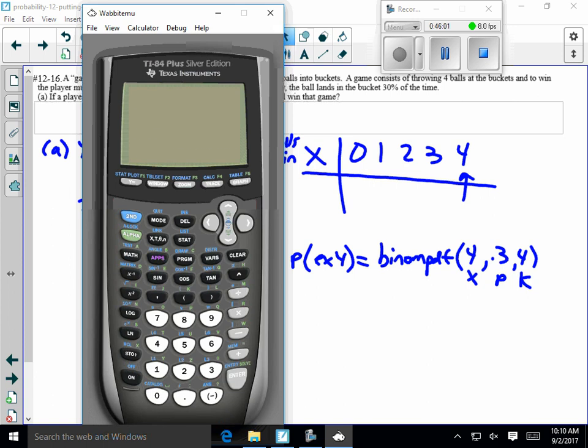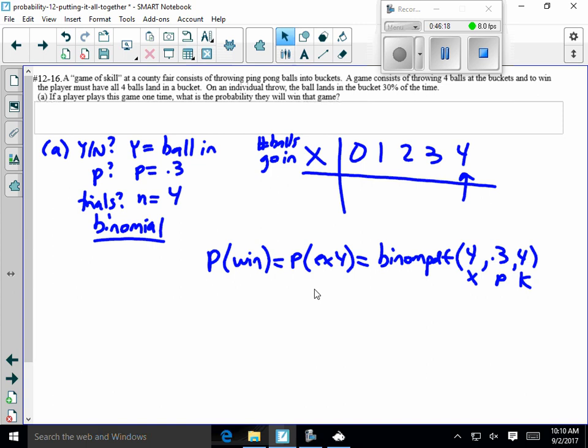If you go to 2nd vars, it's not as far down. Binomial PDF, because it's a single case. The number of trials is 4, the probability of the ball going in the bucket is 30%, and 4. And that turns out to be 0.0081. So that's the probability of winning a single game. We're going to win a game 0.81% of the time.